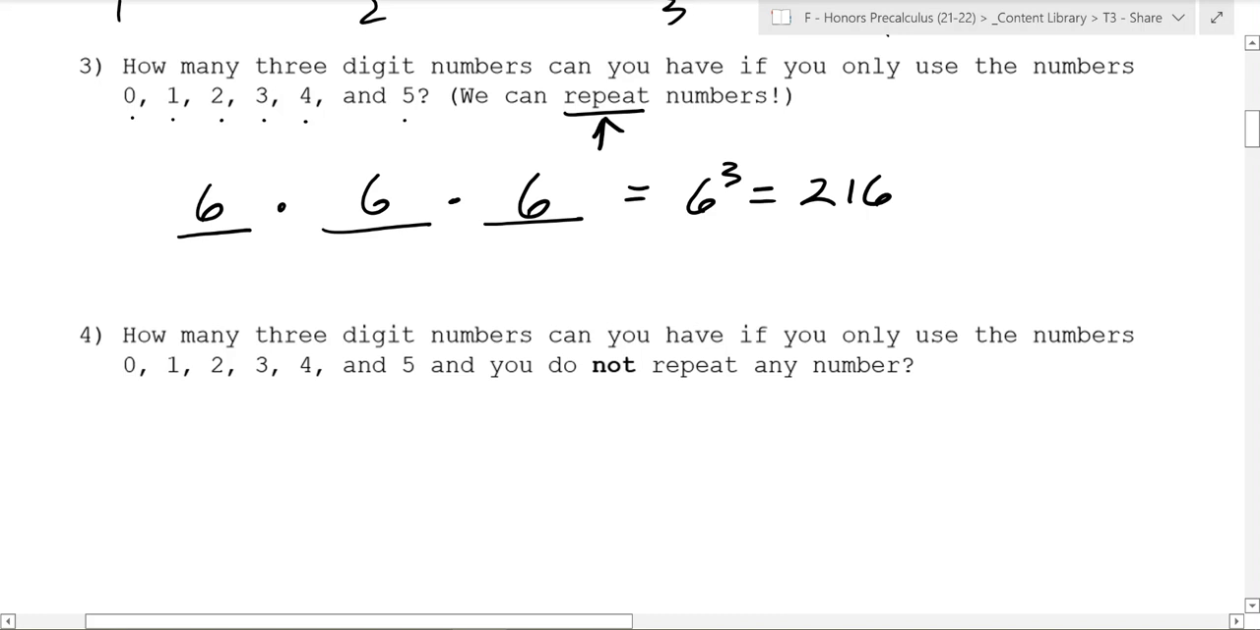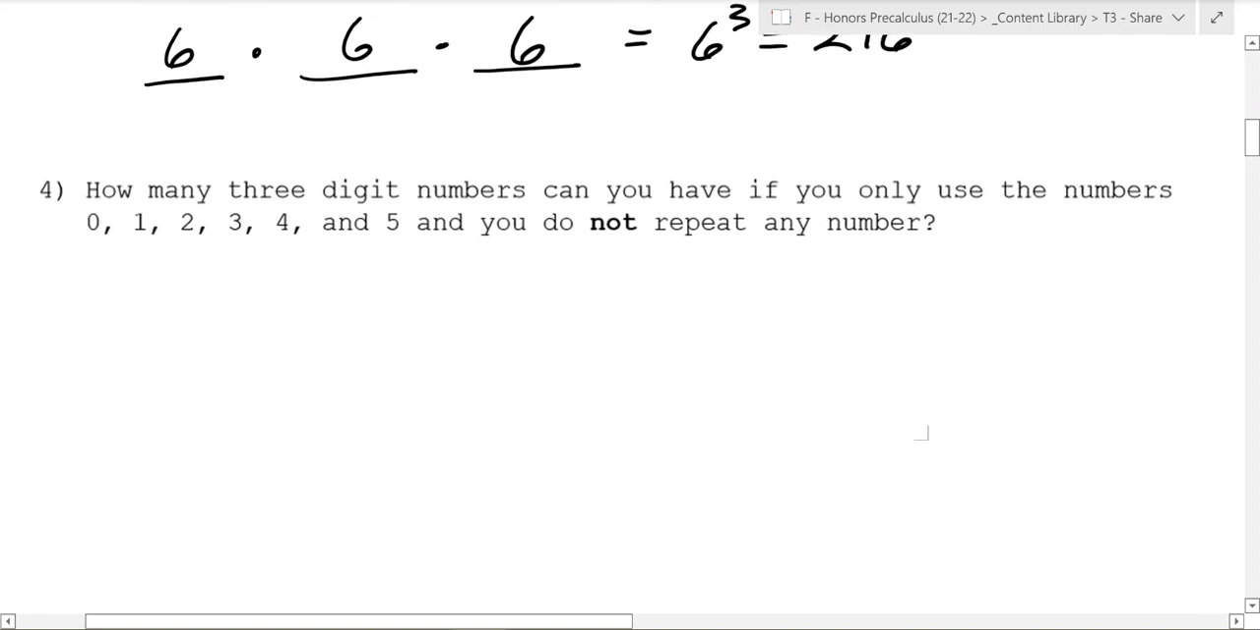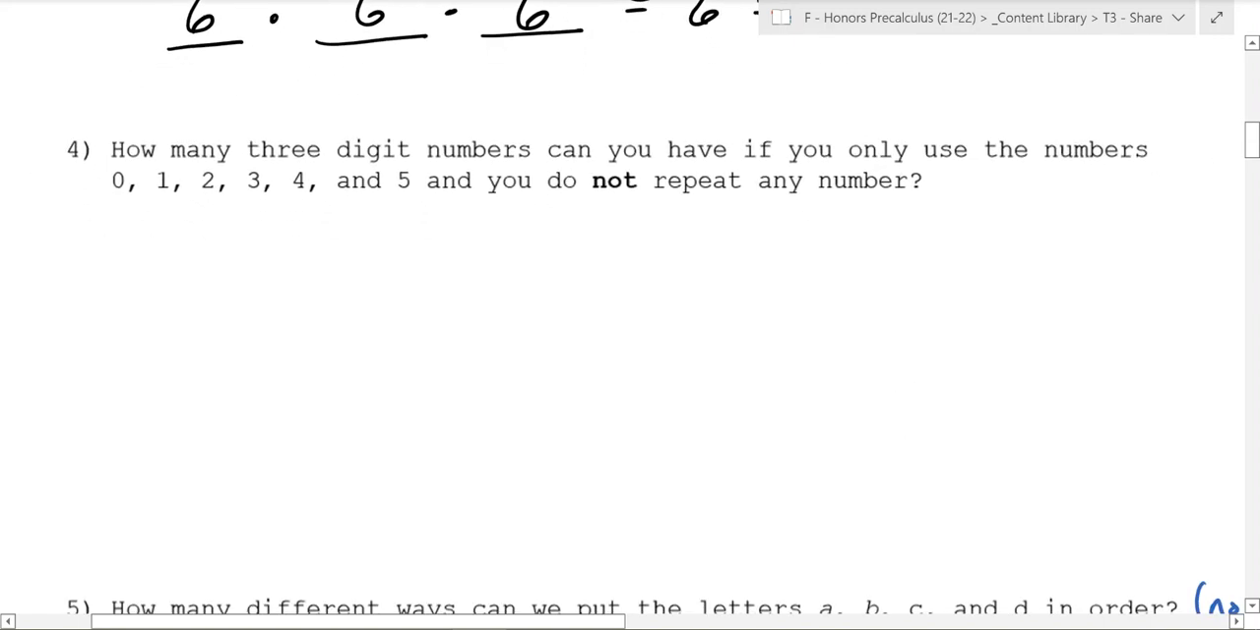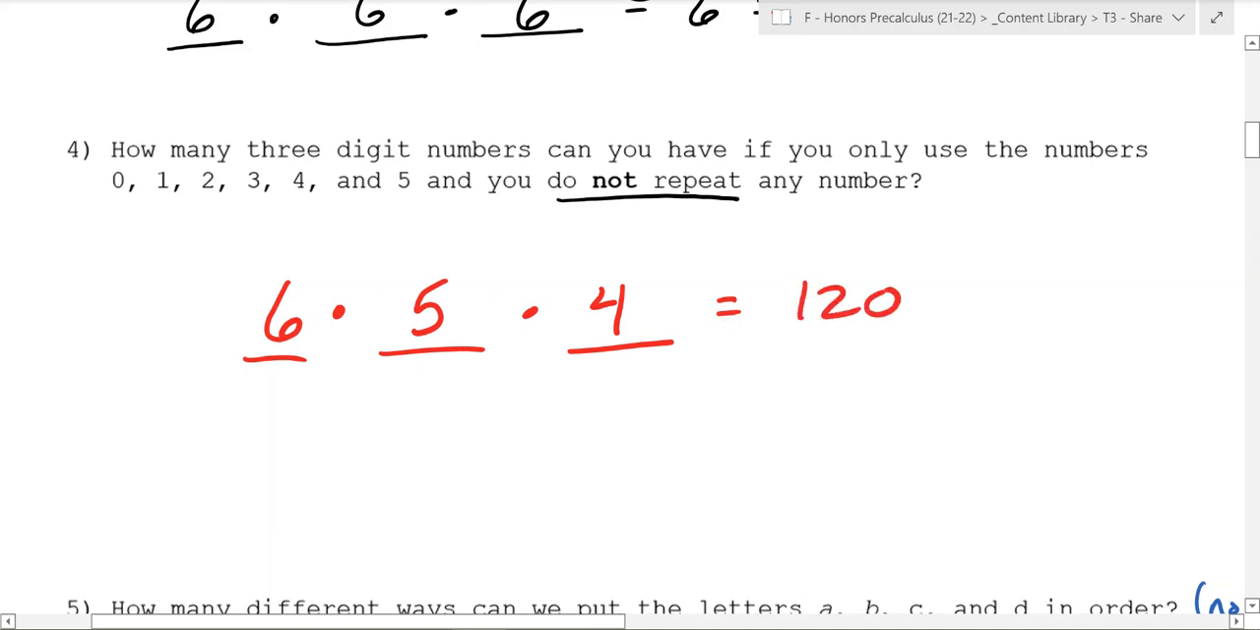The last one we couldn't. You couldn't repeat the entries. So how many 3-digit numbers can you have if you only use the numbers 0, 1, 2, 3, 4, 5 and do not repeat? Well, the first one, again, could be 6, but whatever number you use, you can't use it again. So then you're going to end up with 5 choices and then 4 choices. So that turns out to be 120. So if you don't repeat, you end up with less.